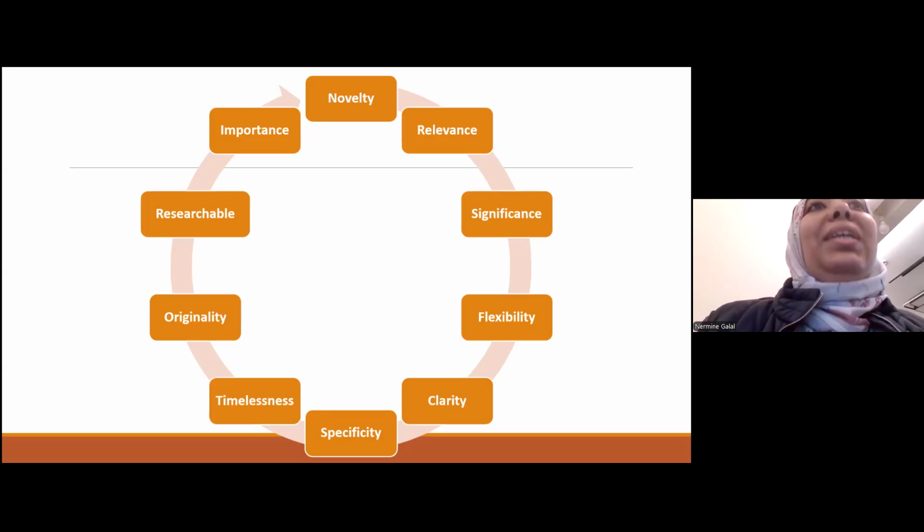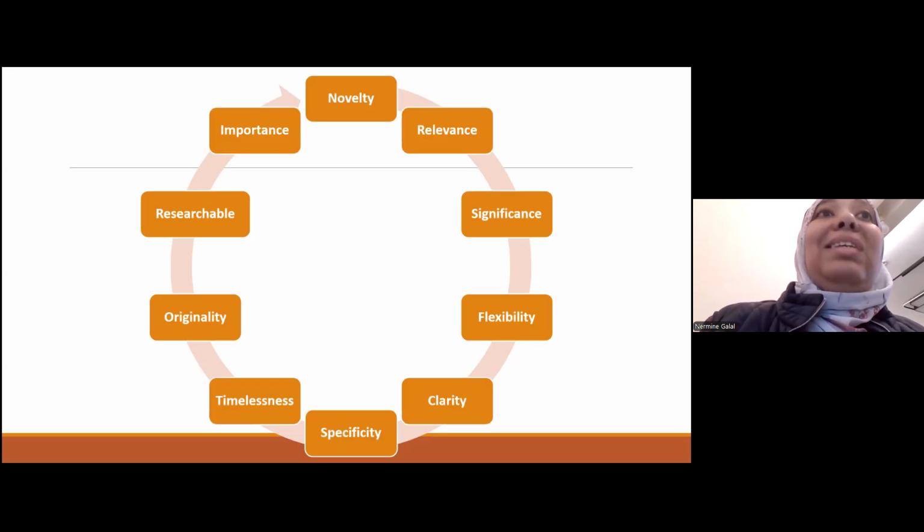Clarity, it's very clear for you. You state a very clear, non-ambiguous research gap, so nothing is overshadowing the research gap that you have identified. Specificity: it has got to be specific. It has got to be very, very specific so that you can really carry it out through a single research. Timelessness: it's relevant to the time. I cannot go and take something like the grammar translation method that has received so much criticism and try to decide to implement it nowadays. It needs to be something that is still in use.